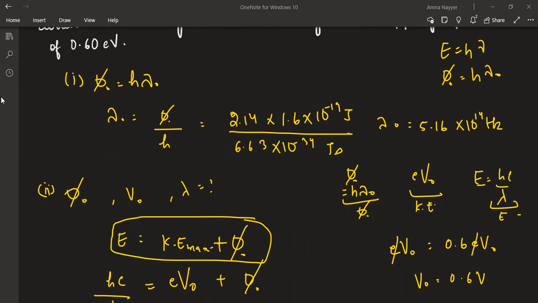Ma'am, what is the Planck's constant value? 6.63 into 10 to the power minus 34 joule seconds. Ma'am, it was minus 11, right? 10 raised to minus 11. Value of Planck's constant? No, not 10 to the power minus 11. Planck's constant is 6.63 into 10 to the power minus 34 only.